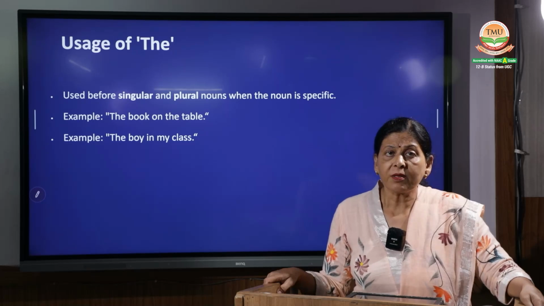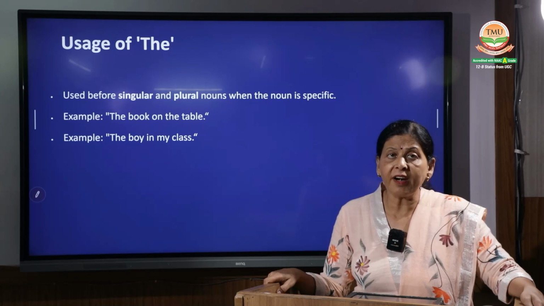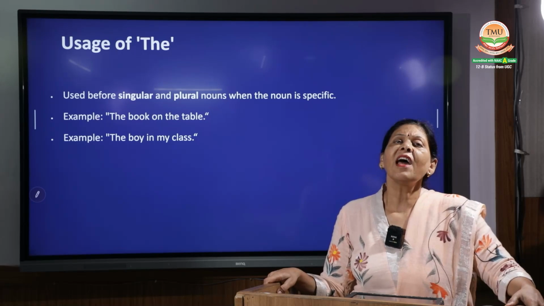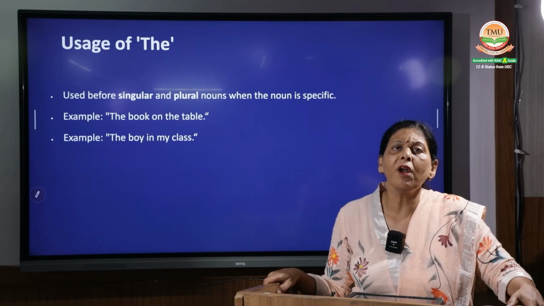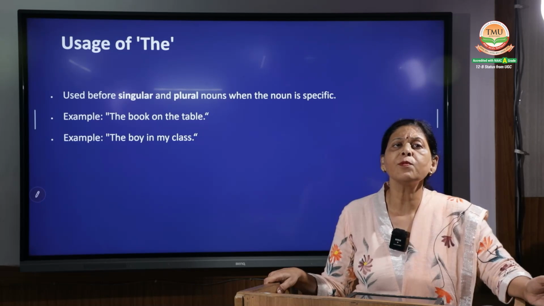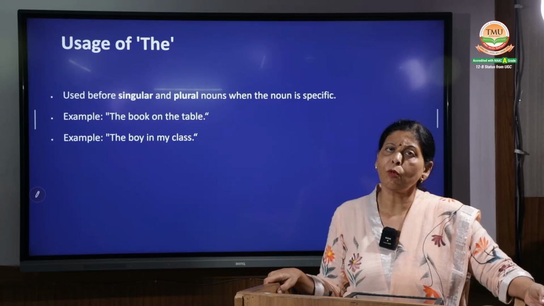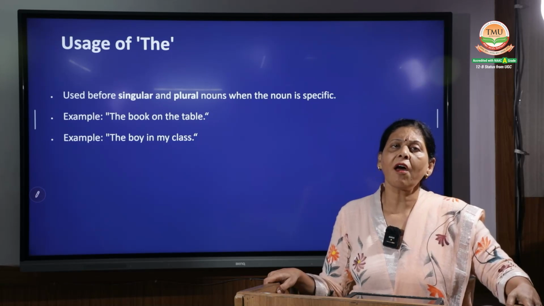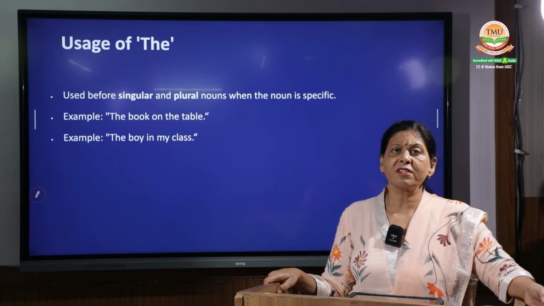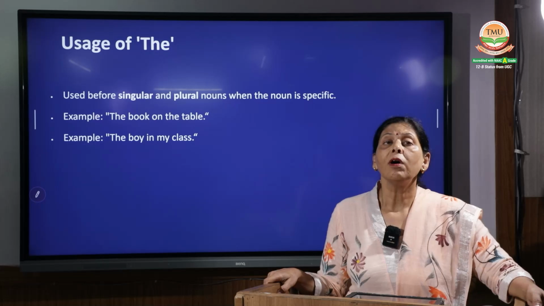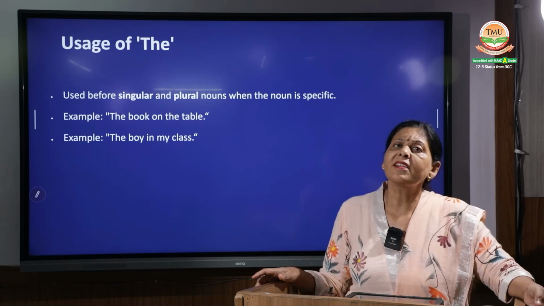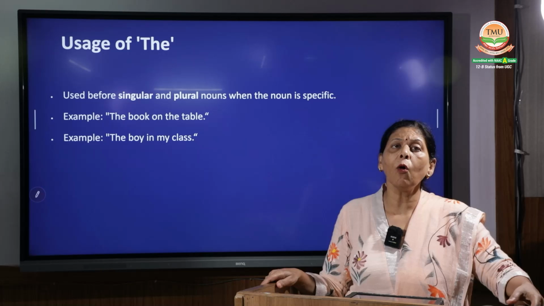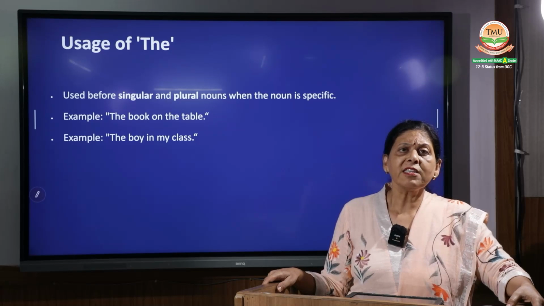But there is one more condition for the, and that is that it can be used before a singular as well as a plural noun. It can be placed before a singular as well as a plural noun. The mangoes are ripe. I brought mangoes yesterday. The mangoes are ripe. So here the denotes many mangoes. It's not one mango. They denote many mangoes. Now I was writing with a pen.